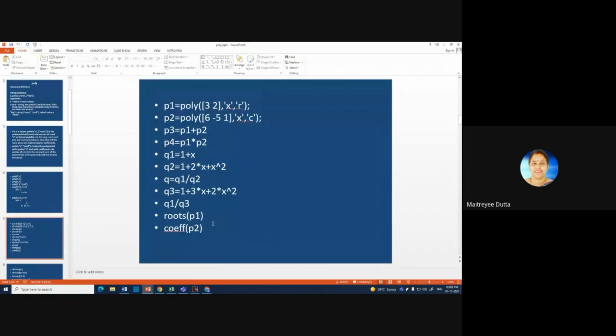Next, we have created some polynomials. Polynomial multiplication you can do, polynomial division you can do, polynomial addition you can do, polynomial multiplication P1 into P2. But you have to make the polynomial first, then you can do addition, subtraction, multiplication and division. Roots and coefficients: to find out the roots, we use roots. To find out the coefficients, we use COEFF.